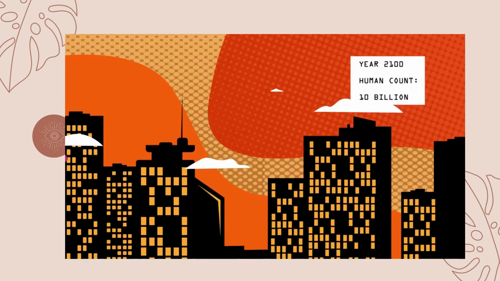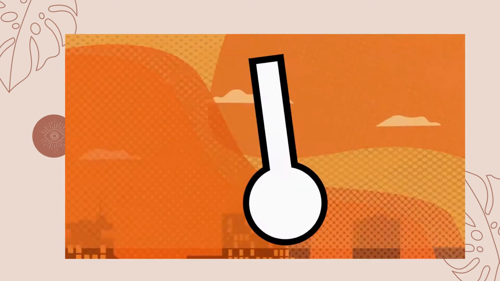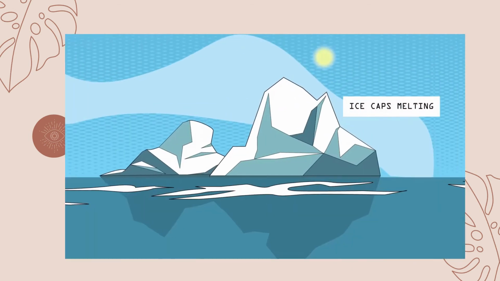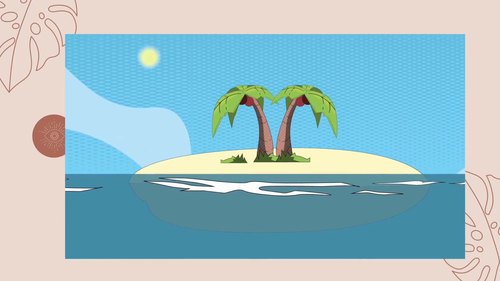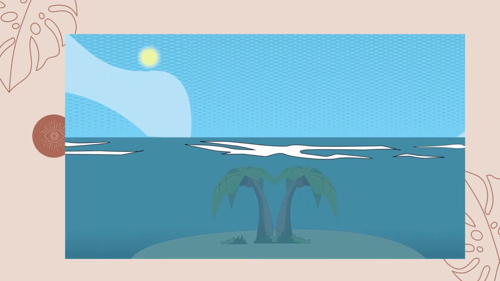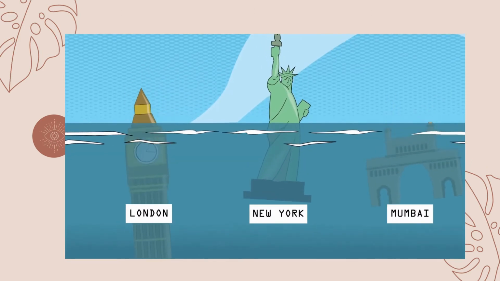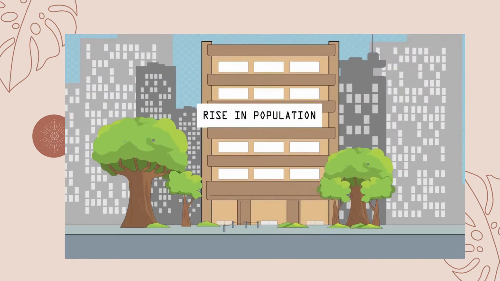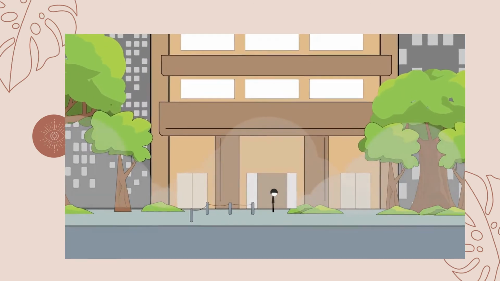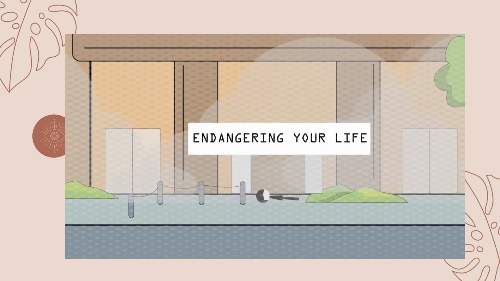The year is 2100. Human population has reached 10 billion. As temperature rises and ice caps continue to melt, rising sea levels have caused huge swaths of land to be permanently underwater. Major cities such as London, New York and Mumbai no longer exist. Millions of people have had to leave their homes, city populations have risen, and stepping outside means breathing in extremely polluted air and endangering your life.